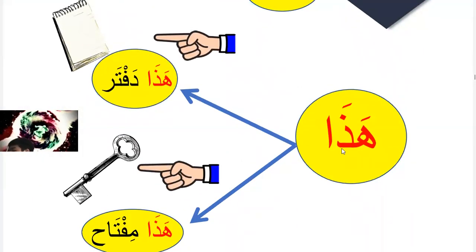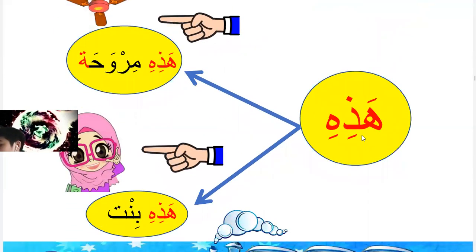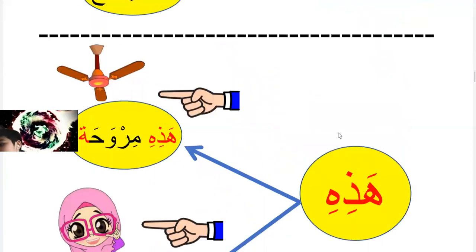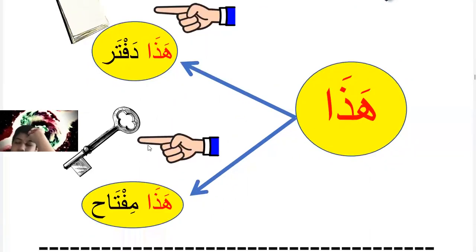Okay. Then haza means this, and it is used for masculine things, okay? And hazihi also means this, and it is used for feminine things. So read this. Haza. Meaning? This. Good. Next. Haza daftar. This is a notebook. Good.